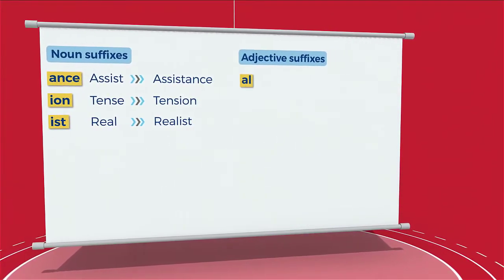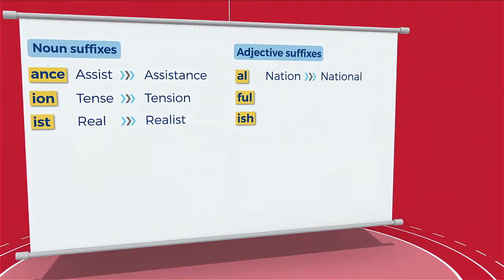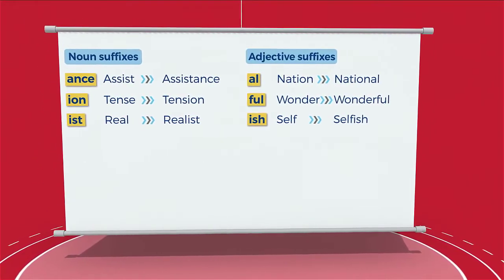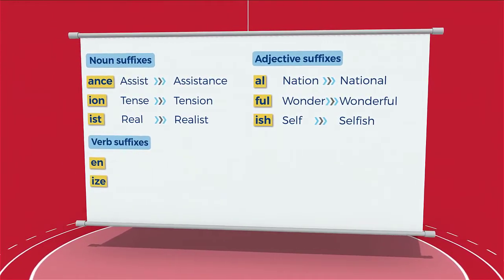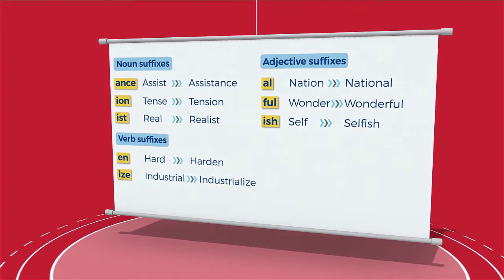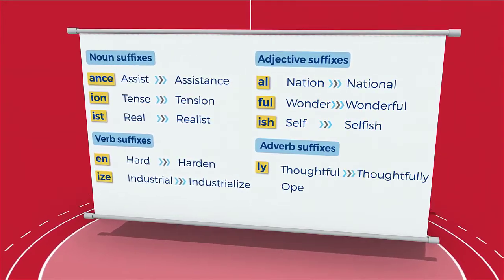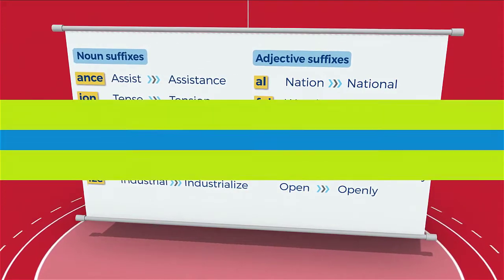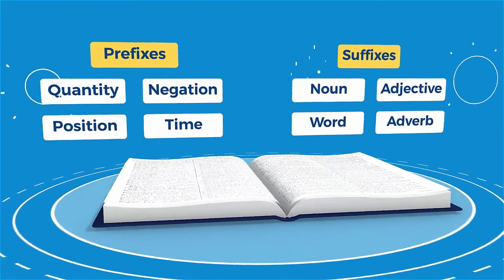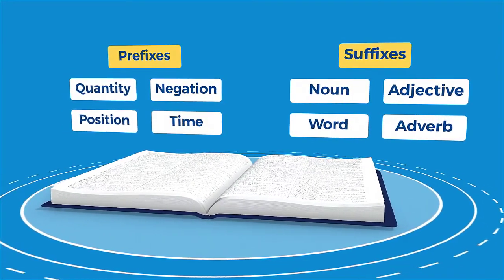You can use suffixes ending in al, ful, and ish to form an adjective. Nation becomes national, wonder can be turned into wonderful, and self can become selfish. Other suffixes like en or ize create verbs. Hard can become harden, and industrial can become industrialize. And to form an adverb, you usually add the suffix ly. For instance, thoughtful becomes thoughtfully, and open becomes openly. They're small pieces of language, but they can have a big effect. Understanding prefixes and suffixes can help you expand your vocabulary and communicate more effectively in your business writing.